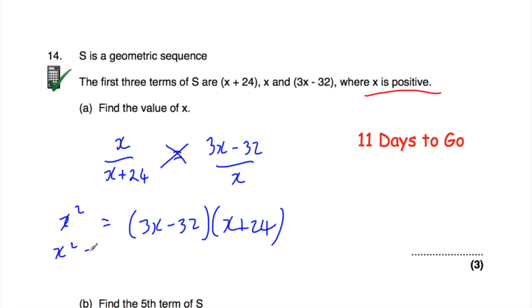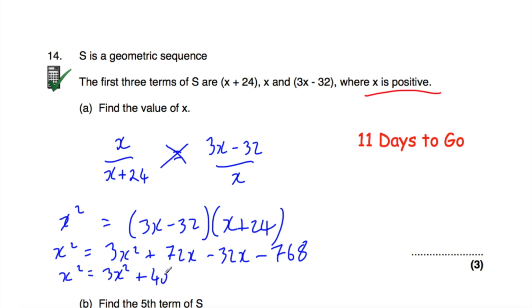So we'd have x squared equals, and then expand the brackets, 3x squared plus 24 times 3x would be plus 72x. We've then got minus 32 times x would be minus 32x. And then we've got, lucky this is a calculator question, 24 times minus 32 is equal to minus 768. Now let's simplify this. So we've got x squared equals 3x squared. We've then got 72x take away 32x, that's going to be plus 40x, and then subtract 768.